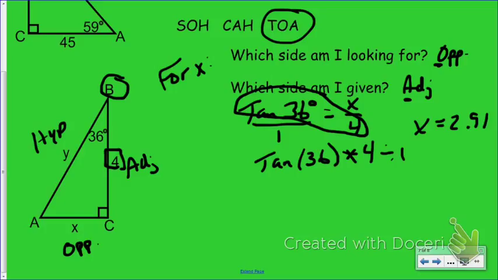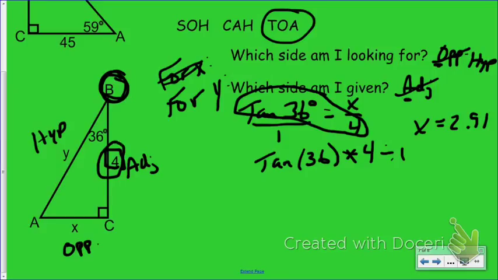Okay, we're going to do it again. This time we're going to try it for y. Same two questions. Which side am I looking for? Well, from this corner B, I'm looking for y, so I'm looking for the hypotenuse. And which side was I given? Well, in this case, I was given the 4, so I was given the adjacent.